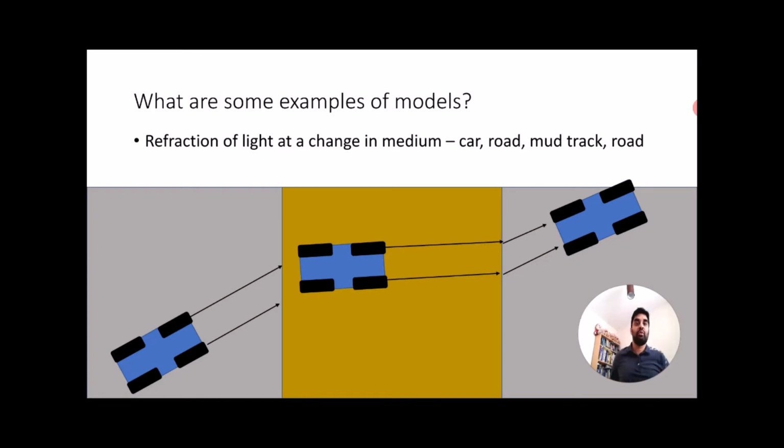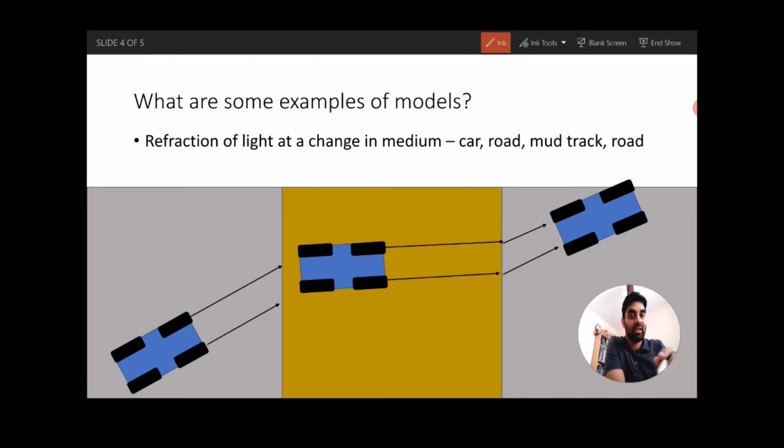So here's an example of a model. So we have a car. I'm going to try and draw onto this. Apologies if my drawings aren't particularly good. We have a car that's on a road. It then goes into mud and then back onto road. Now, as it goes on the road, it's going to be able to travel at a faster speed than it is in the mud. As it goes back from the mud onto the road again, it will go back to a faster speed. So in the mud, it'll be slower, and on the road it will be faster.